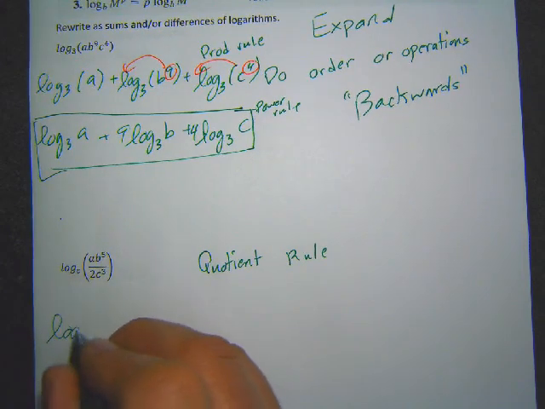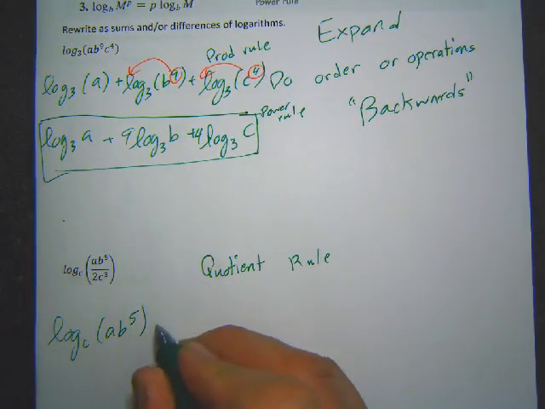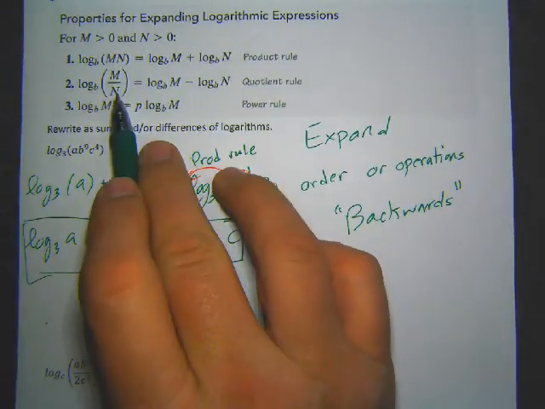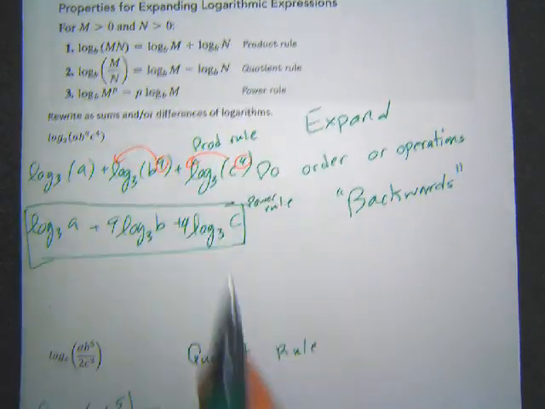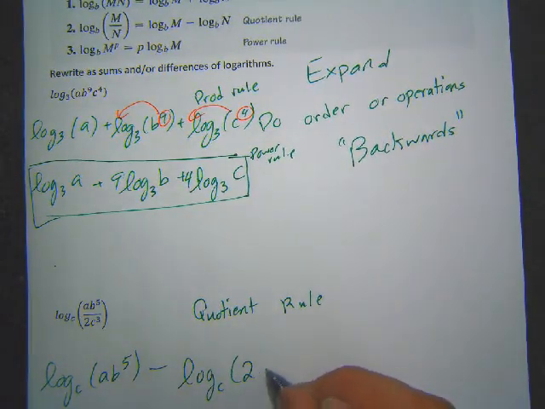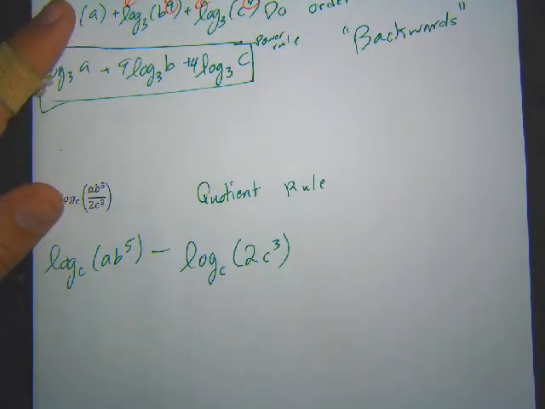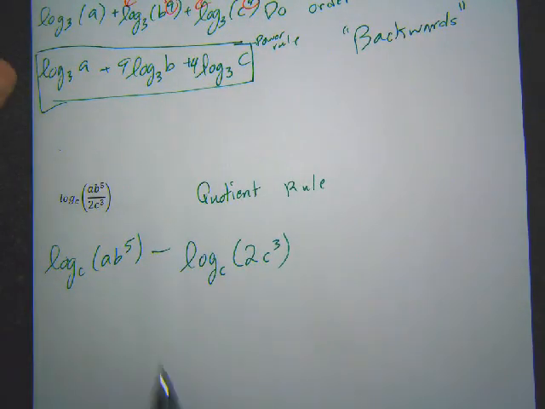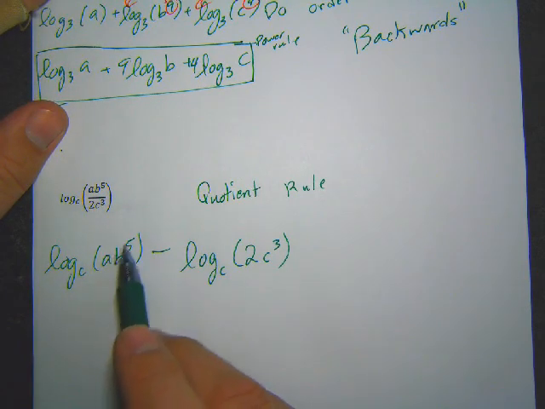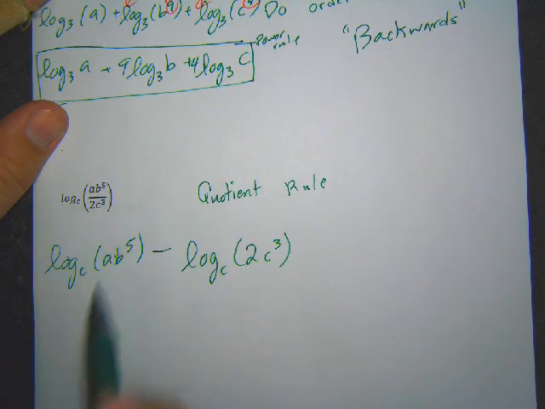So this becomes log base c of the top, which is a b to the fifth, minus, because remember division turns into subtraction. That's that quotient rule. Division inside turns into subtraction between two logs. Here I'd have log base c of the bottom, which is 2c to the third. Okay, so I broke it up into subtraction. Then I'm going to do the multiplication next. Again, you save powers for last, because that would be the first thing I normally do, so when I undo, I undo multiplication and then I'll undo powers.